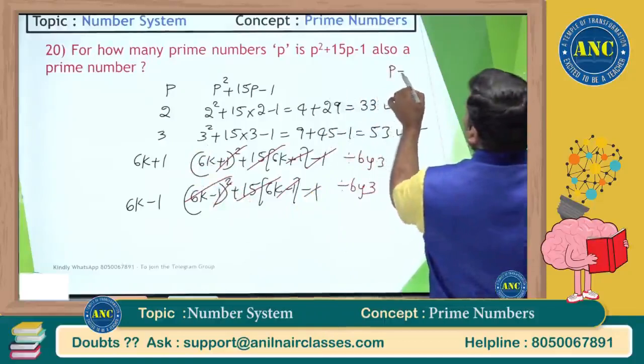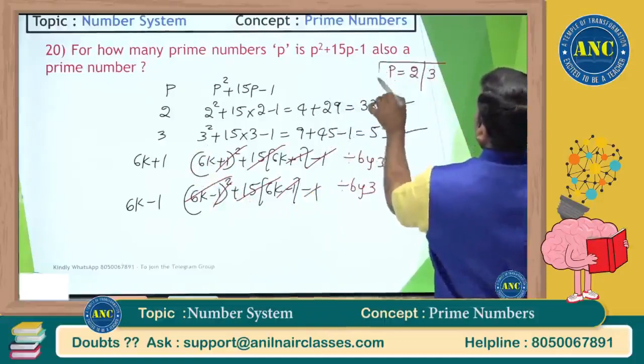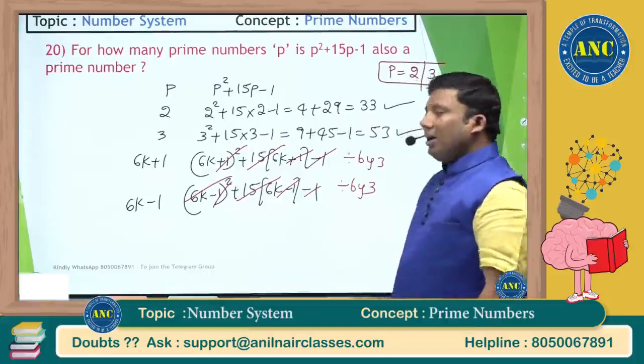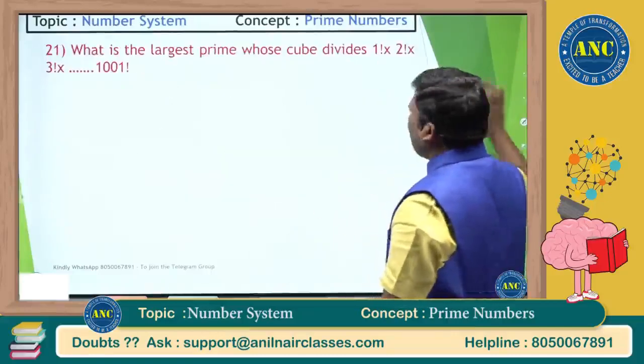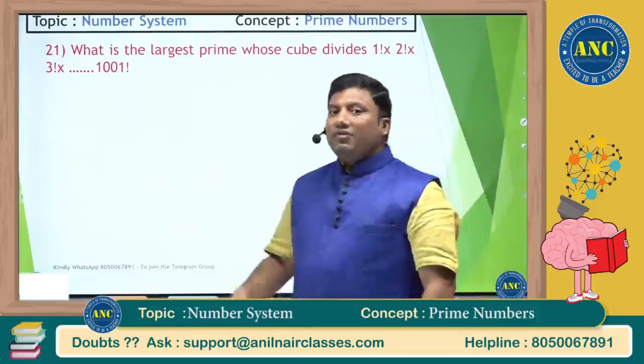How many prime values can p take? Either p can take 2 or 3. 2 square, 4 plus 29, 33, or 9 plus 44, 53. Two values prime can take. Similar question we solved. Now, we will end our first question.